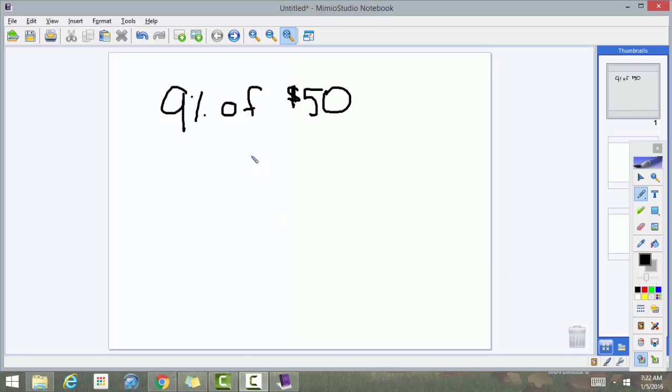So if I were to do that, all right. And then I know that I cannot multiply by a percent because if you were to just think about it, 9 times 50 is going to give you 450, but it doesn't make sense to save $450. So what we have to do is change the percent into a decimal.